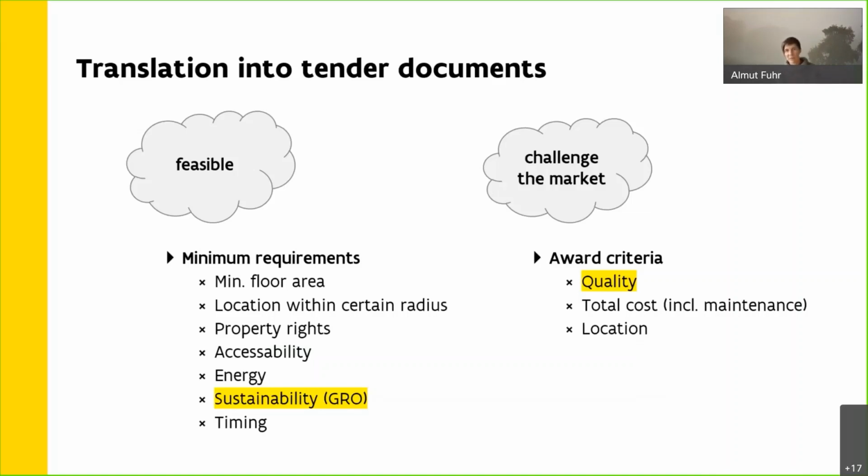And then there was another part where we weren't totally sure how far we could go and where we wanted to challenge the market. And these were put into the award criteria. So the classical sustainability in the sense of BREEAM, but not certified. GRO is the Flemish sustainability tool which we developed, is a minimum requirement, and the things about circularity was an award criteria.